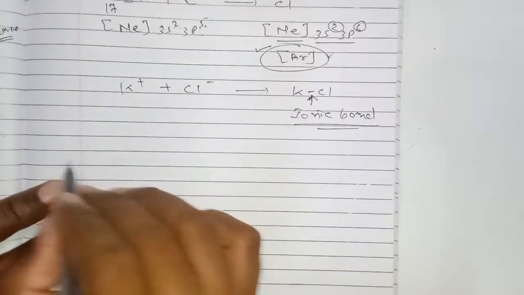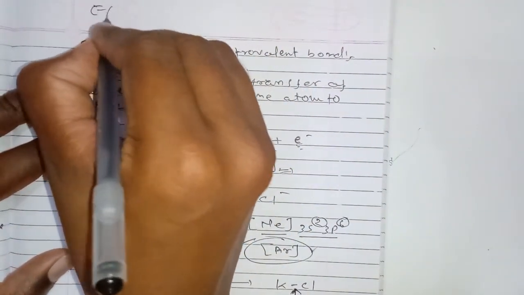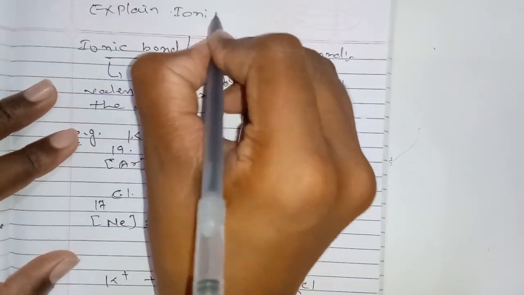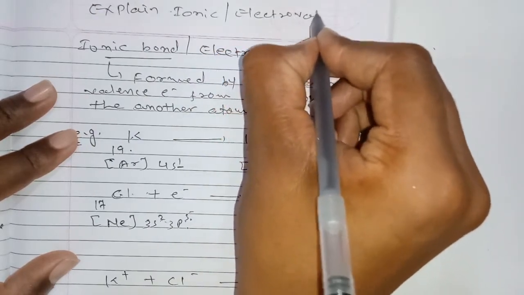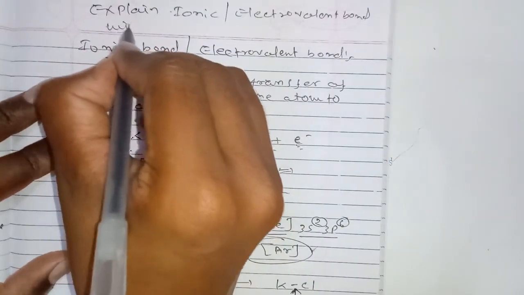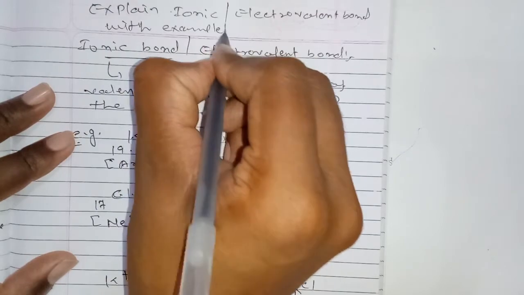Now this question is very important: explain ionic or electrovalent bond with example.